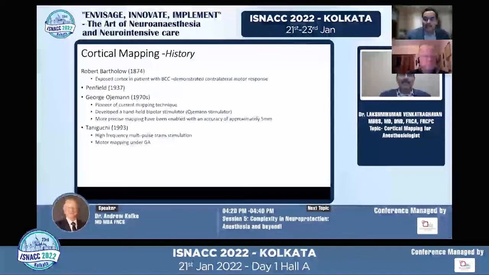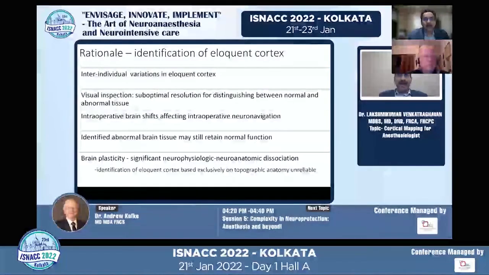Most of the language mapping and also the development of the handheld bipolar stimulator, which is still in use currently, is all based on the work of George Ojemann. He enabled precise mapping with an accuracy of approximately 5 millimeters. And in the late 1990s, Taniguchi pioneered motor mapping under general anesthesia using high-frequency multiple-train stimulation.